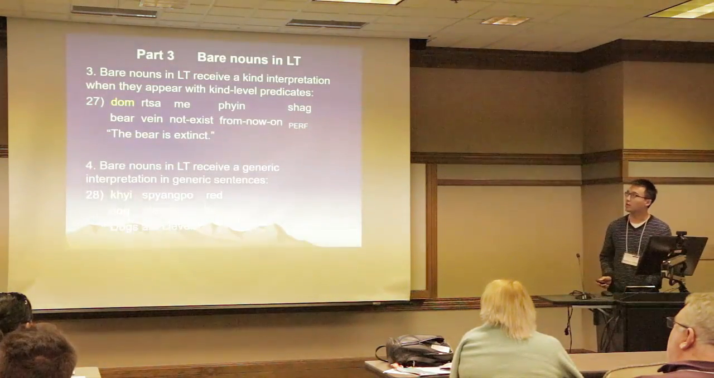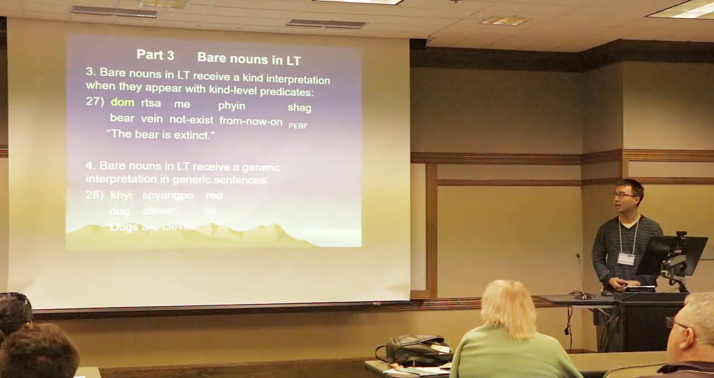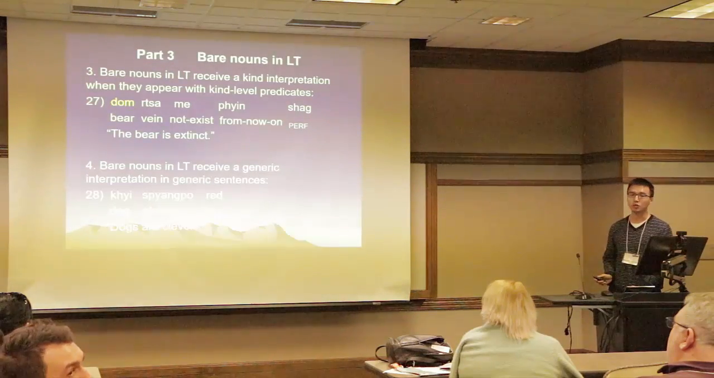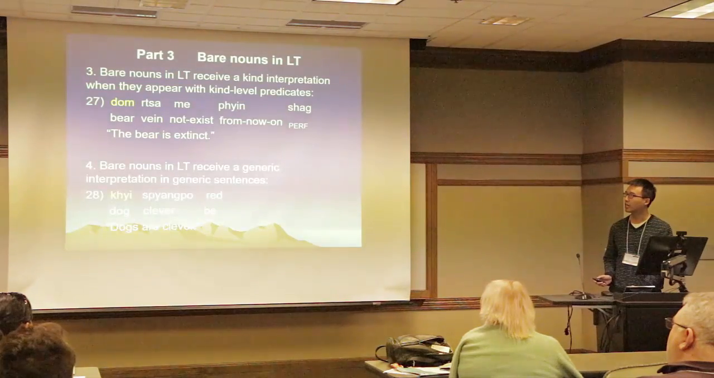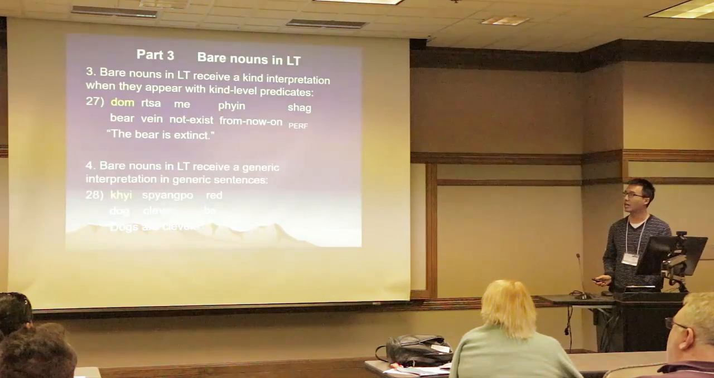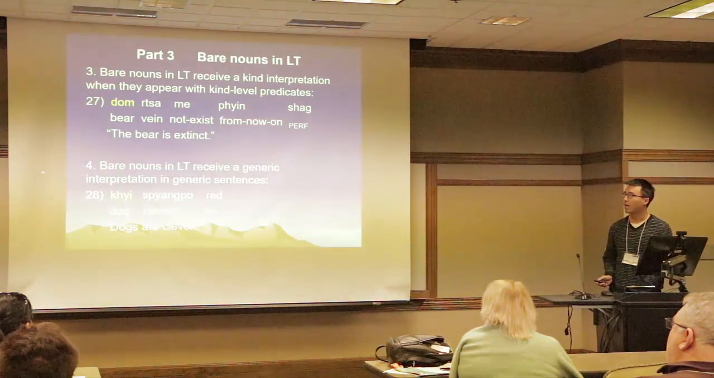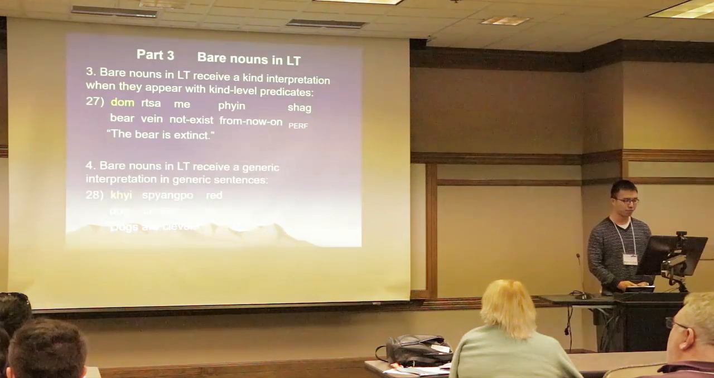Third, bare nouns in Lhasa Tibetan receive a kind interpretation when they appear with kind level predicates. So if you want to say the bear is extinct, so this is one type of bears, and we can just use the bare noun tum to indicate the kind interpretation. And then bare nouns in Lhasa Tibetan receive a generic interpretation in generic sentences. For example, dogs are clever. In English, dogs are clever. And we can just use this bare noun ki to indicate the generic interpretation.